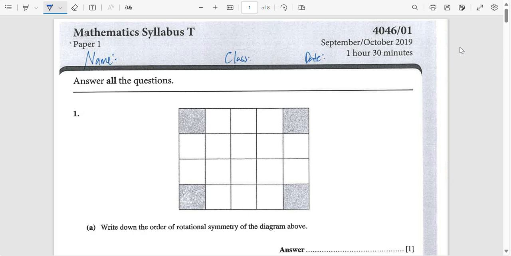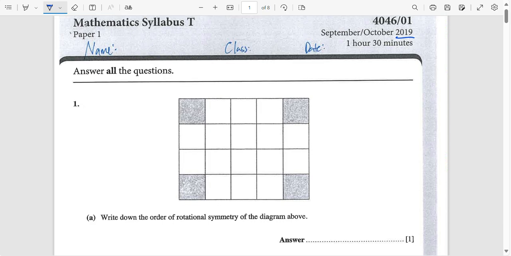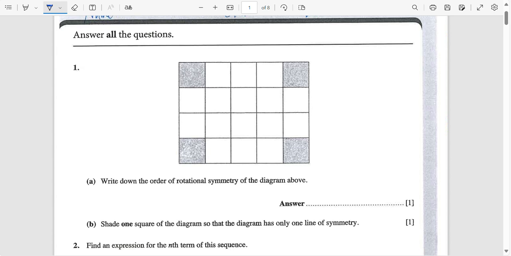Okay, today we shall look at this 19 NT paper 1. Okay, so let's look at the first question. Write down the order of rotational symmetry of the diagram above.